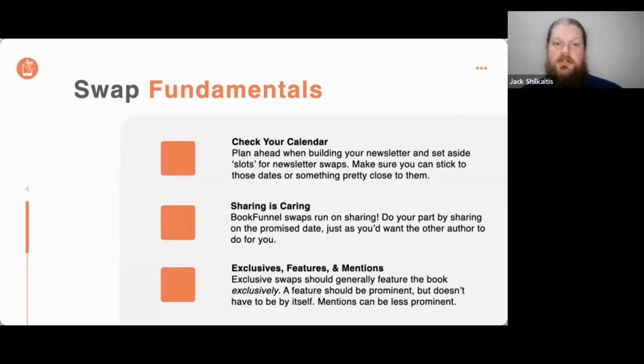But it's important to know the difference between these things and have an idea for what your strategy is. I think most authors are going to fall into the range of doing features and mentions primarily, and the occasional exclusive is probably what I think is the best fit for most authors, but it might vary for you.